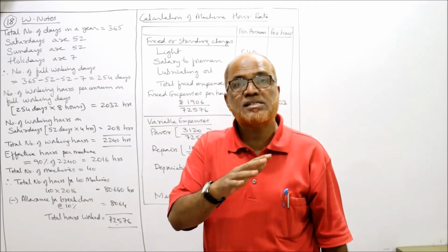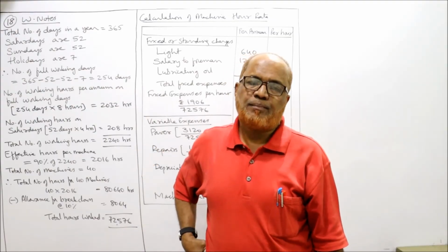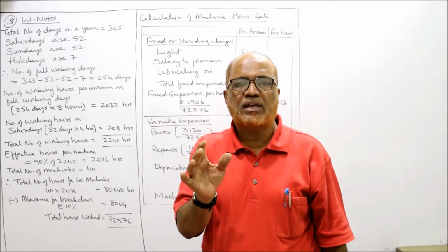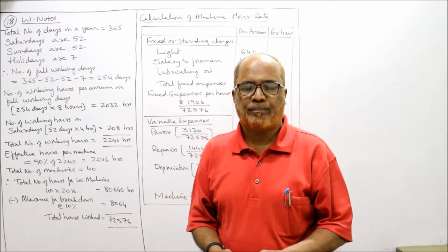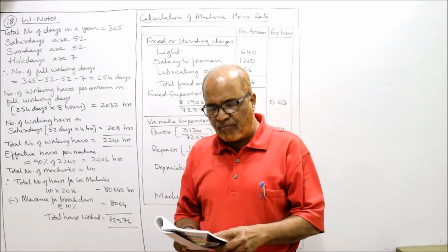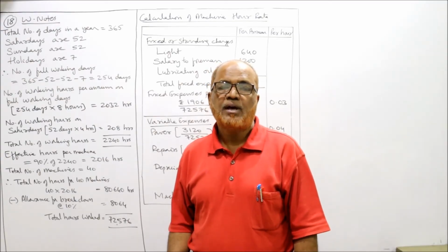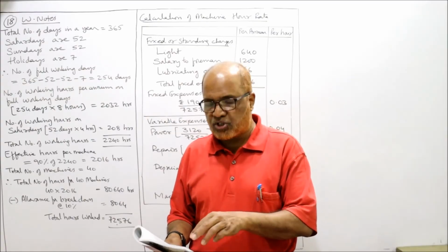The remaining working days, 8 hours the factory will work. By using this, we have to find out what is the effective number of working hours per annum. That's the point. Then number of machines, each of the same type, 40. Totally 40 machines are there. And the expenditure is given for 40 machines.